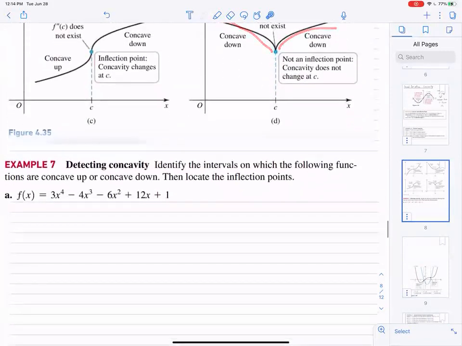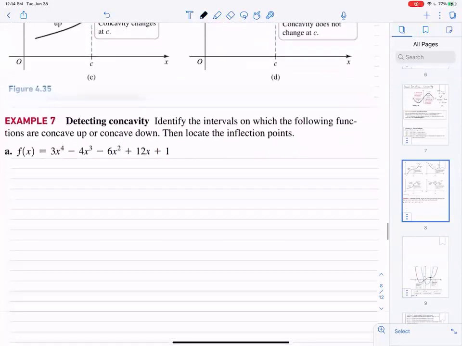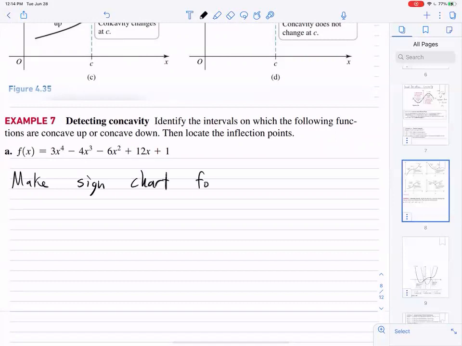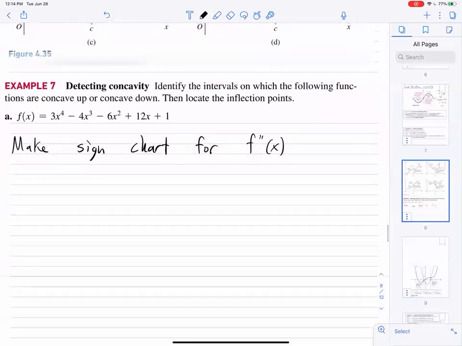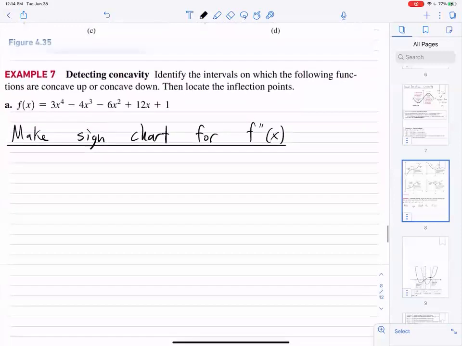Now we're going to make a sign chart for the second derivative in order to find the inflection points. So make a sign chart for f double prime of x. That's how we're going to find the concavity, by making a sign chart for the second derivative.